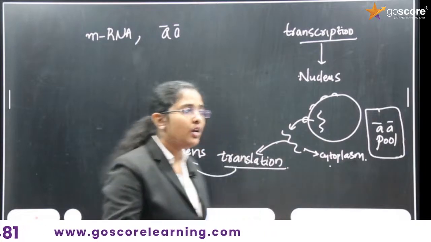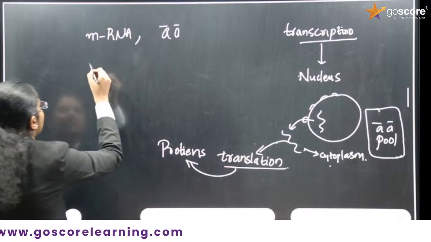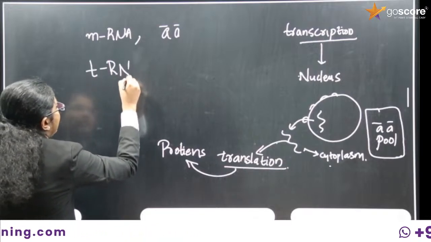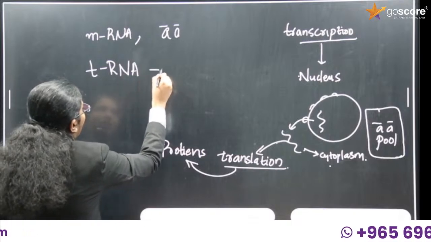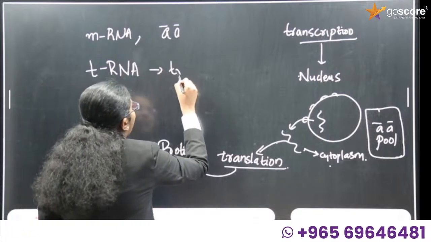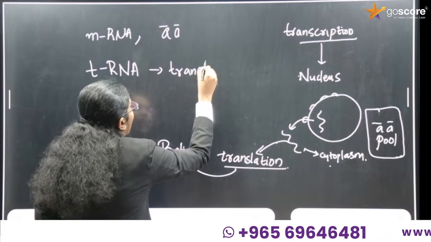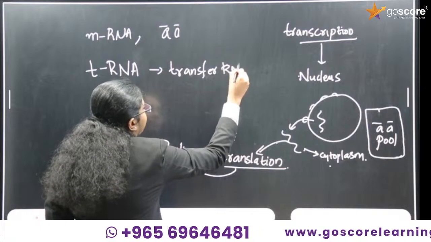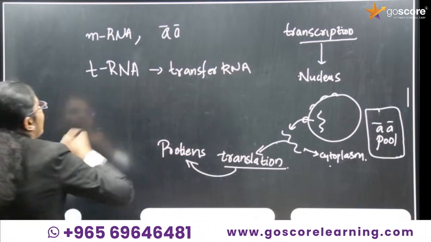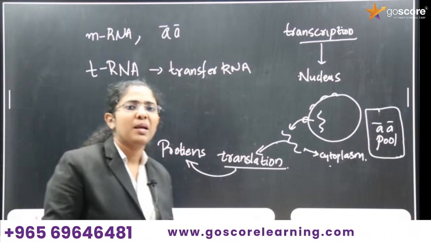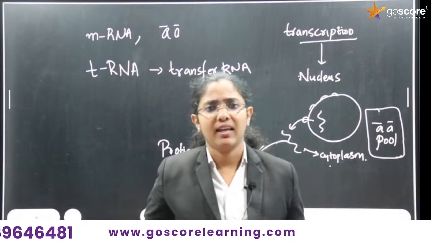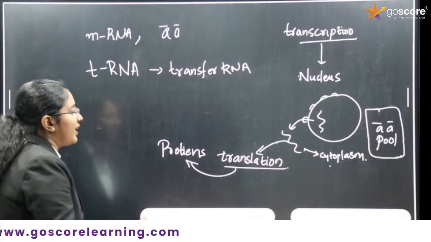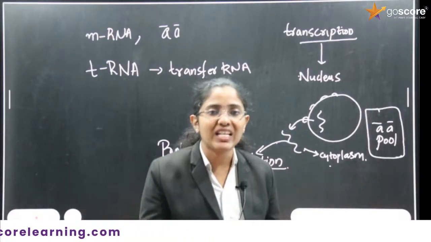That is the next question. The third requirement is tRNA, or transfer RNA. What RNA is it? Transfer RNA. What is mRNA? mRNA is just messenger RNA, and we call tRNA transfer RNA. Why is it known as transfer RNA?